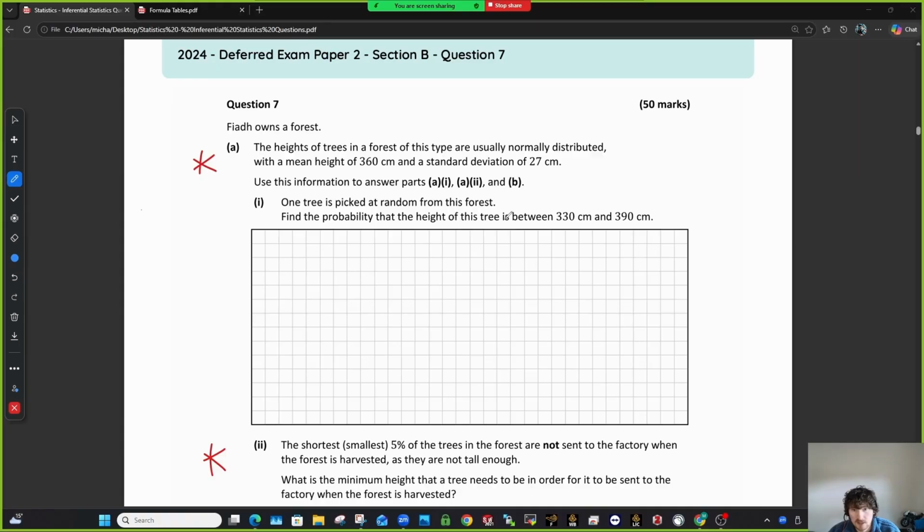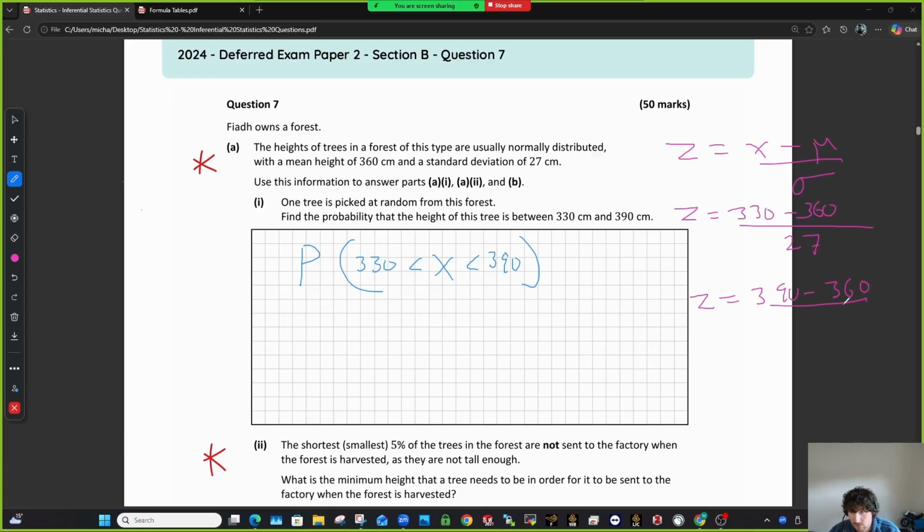So find the probability that the height of the tree is between this and this. As I said, this isn't x bars, so this is x. We convert this into an x statement first: 390 and 330. Now we turn those x values into z-scores. The formula is x minus mu over sigma, no root n. So we get 2 z-scores. Subbing in the lower one, 330 minus the mu, which is 360, over sigma, which is 27. And then the other one is 390 minus 360 over 27.